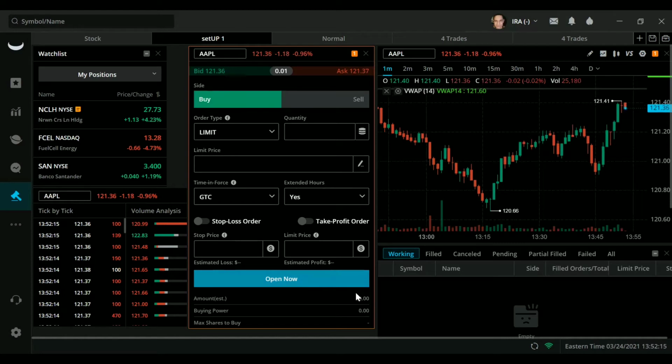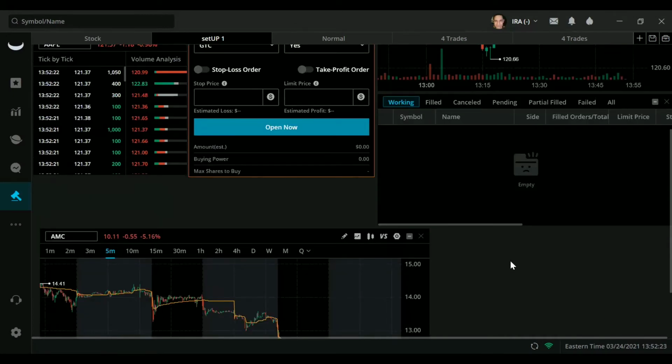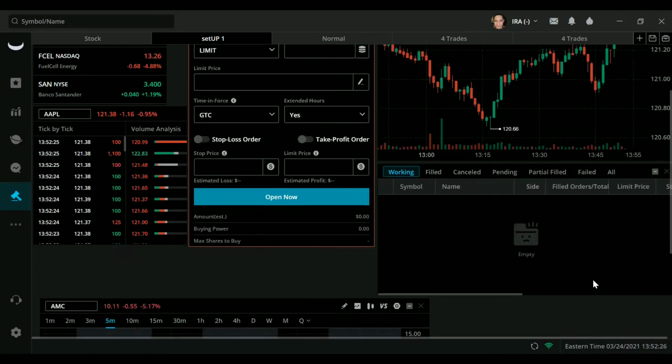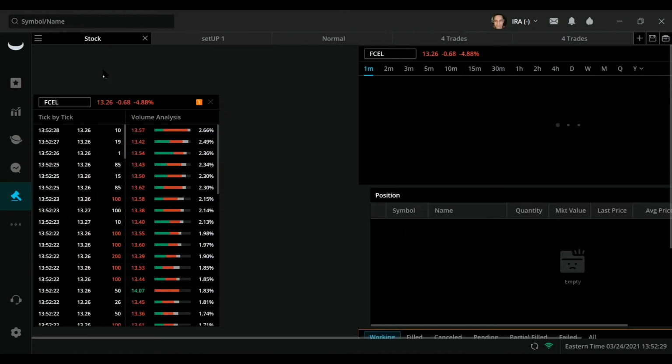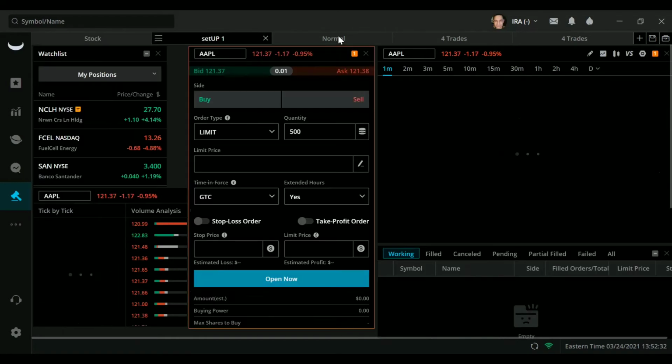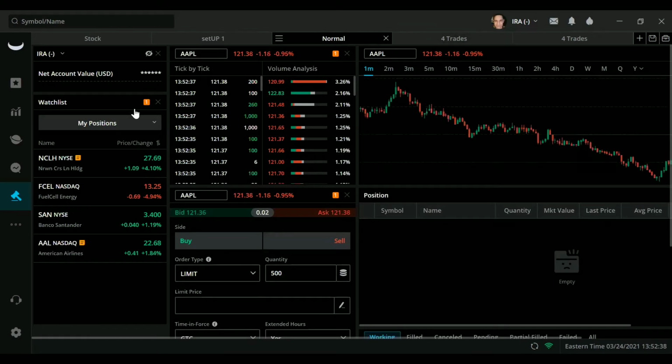Down here, it shows you how much money you have available, and you can see it's 0. That's because in my IRA it's not set up, so I don't have any availability. Here's another chart. You can set this up as much as you want. You can see up here that it has different settings. This is where you can have your own chart setups. This is normal, where I would normally trade.